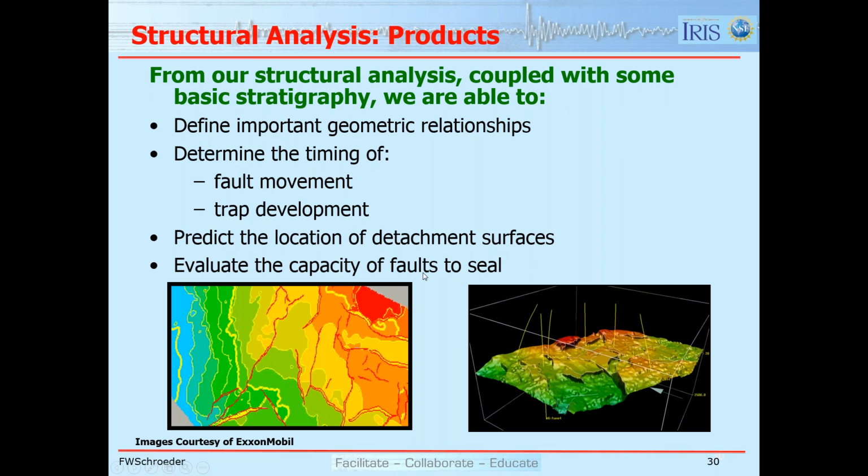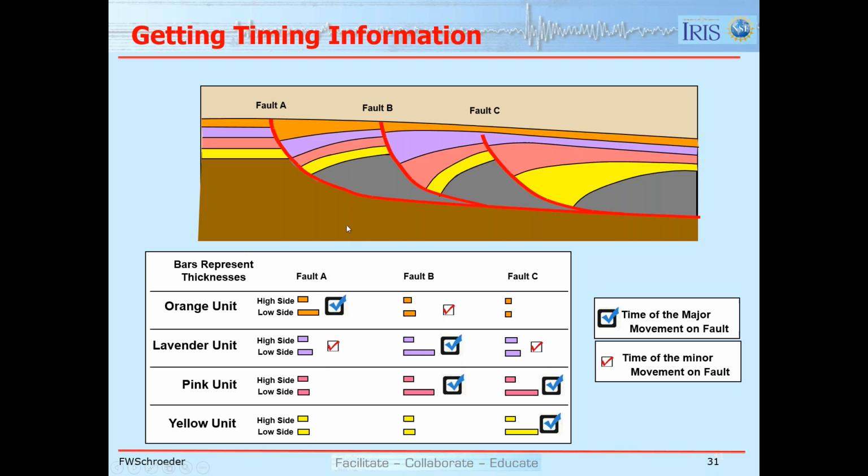This is what I was referring to earlier. I said I would talk about how we can work on timing. Here we have the orange, the, I'll call it purple, the pink, and the yellow layers. We have fault A, fault B, and fault C. And what we look at is the change in thickness, high side to low side. In orange, we see that the thickness thickens quite a bit, high side to low side. So the high side is a certain amount, the low side is 2.5 to 3 times that amount.